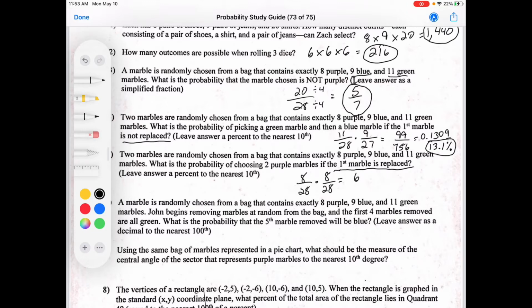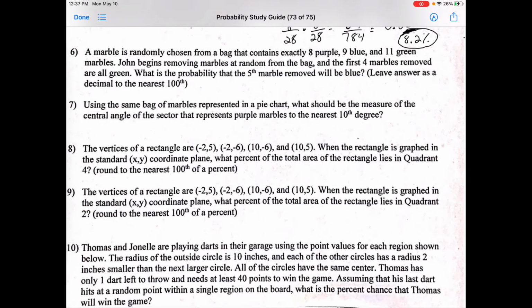So multiply these together, 64 over 784. Divide those. All right, as a decimal, we get 0.0816. All right, to the nearest 10th of a percent, we'll move that decimal over twice to the right, and that'll give me 8.2%.